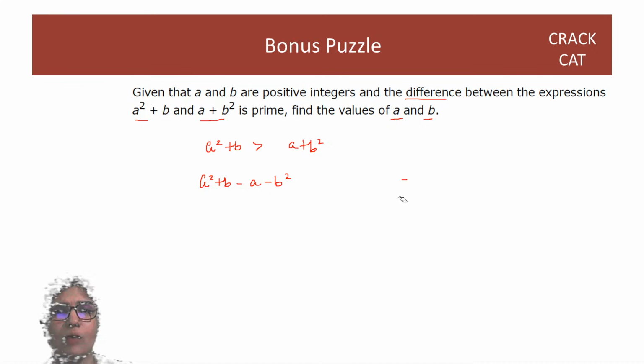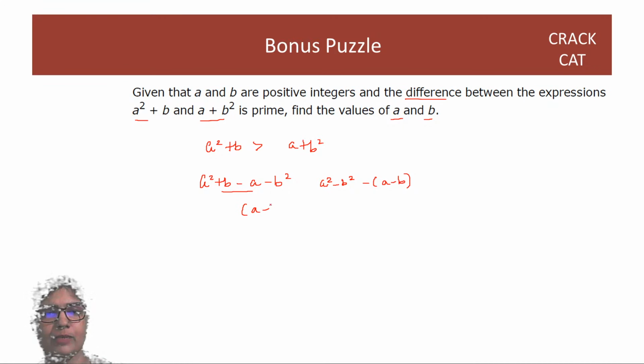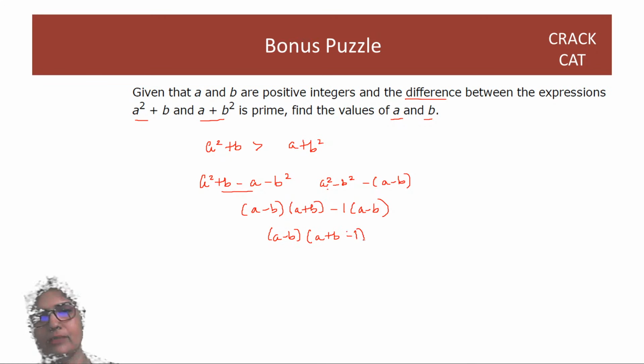Because we have to take something common, if it's a prime, we have to factorize it. So another way of factorizing it is to rewrite it as a square minus b square minus of a minus b. So we are now grouping it like this. From the first one, we can take a minus b common. From the second one, you're left with a plus b. And then you have minus 1 times a minus b. So taking a minus b common throughout, I have a minus b into a plus b minus 1.